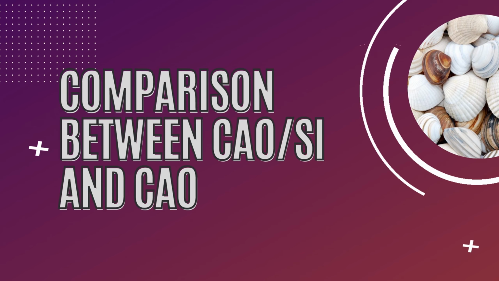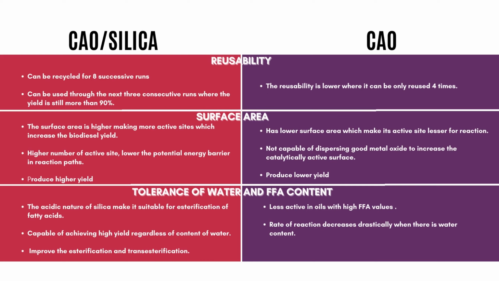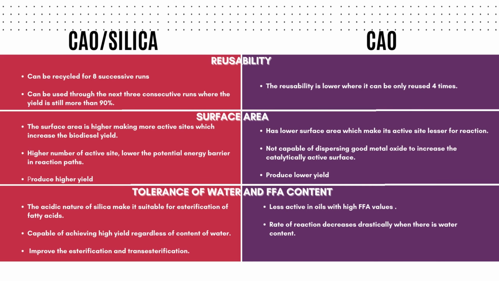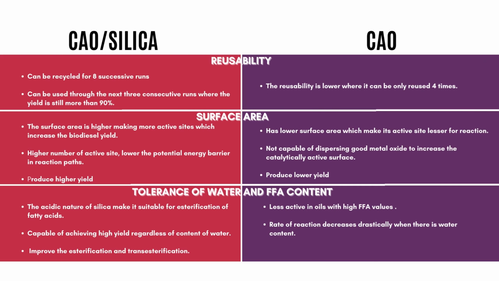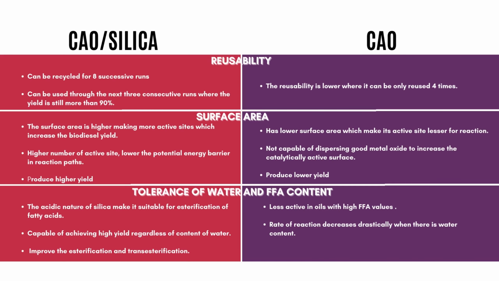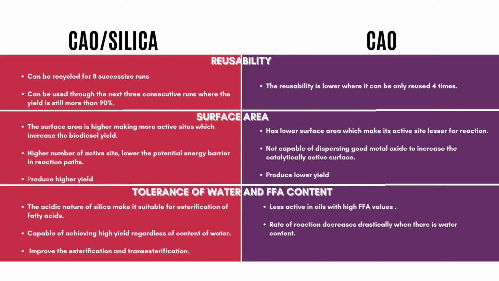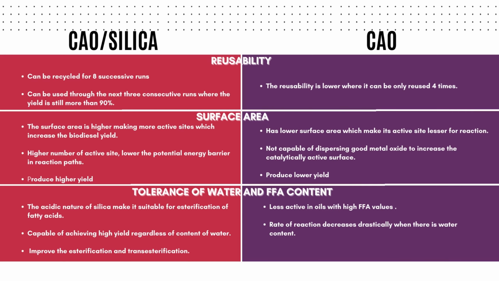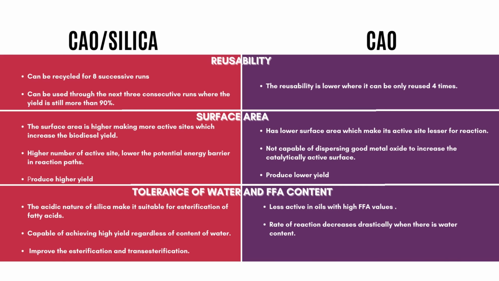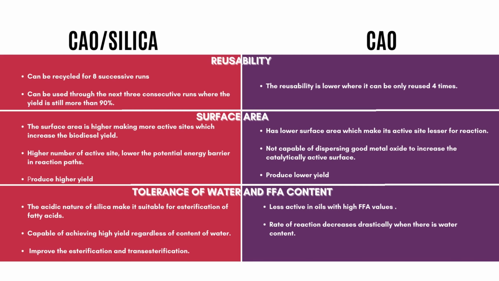Let's look at the comparison between silica-supported calcium oxide and unsupported calcium oxide. The first comparison is about reusability. Silica-supported calcium oxide can be recycled for 8 successive runs, and it can be used through the next 3 consecutive runs where the yield is still more than 90%, while the unsupported calcium oxide can only be used 4 times. When we compare the surface area, silica-supported calcium oxide has a higher surface area, which makes more active sites. When the number of active sites increases, the potential energy barrier in the reaction path decreases. Thus, this will produce a higher yield.